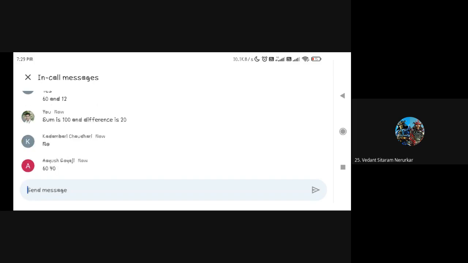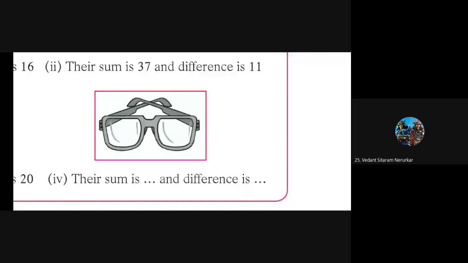40, 60. Okay, 60, 40. Okay, it is 60 and 40. मतलब 60 plus 40 होंगे 100 and 60 minus 40 will be 20. Okay, so that is correct. Now let's move on to next part.